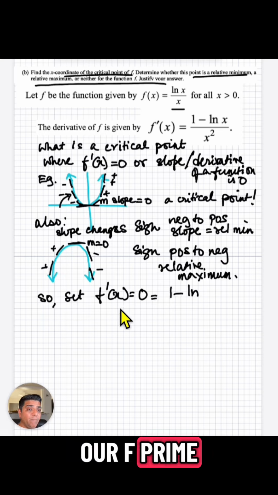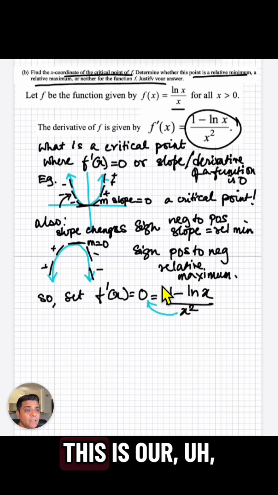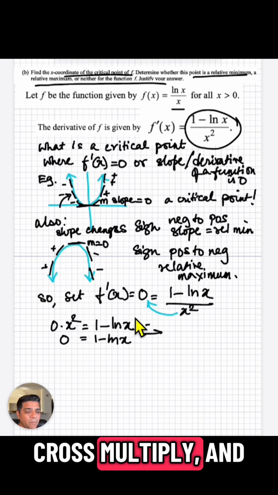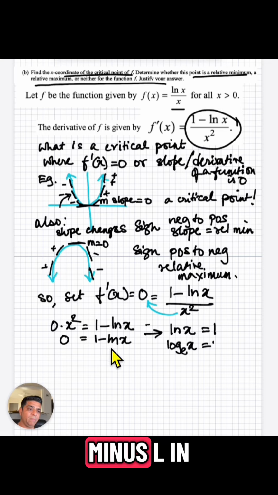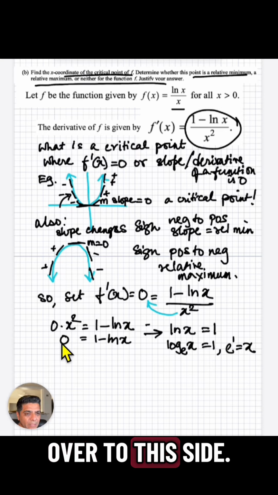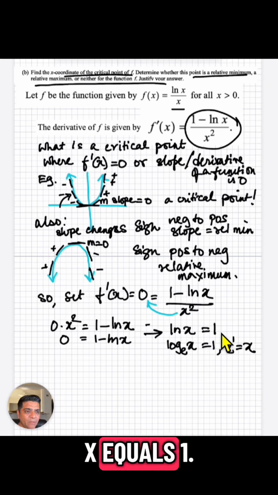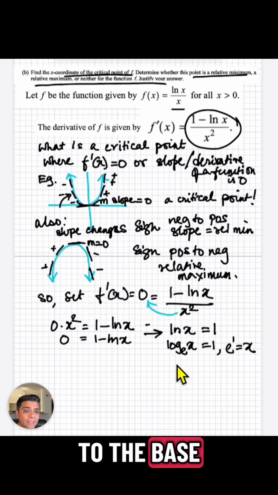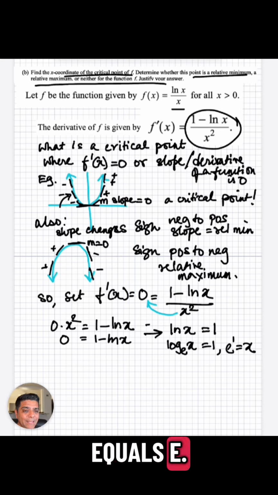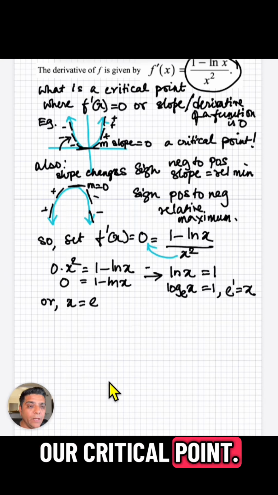Let's go ahead and set our f prime of x equal to 0. So we said this is our f prime of x, derivative equal to 0, cross multiply, and then we have 0 equals 1 minus ln of x. We just bring this over to this side. So we have ln x equals 1. That's log x to the base e equals 1. So e to the power of 1 is x, so x equals e. That is our critical point, x equals e.